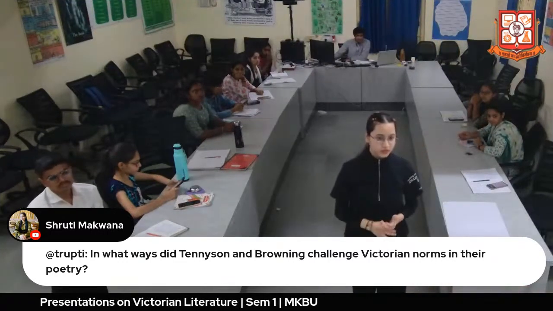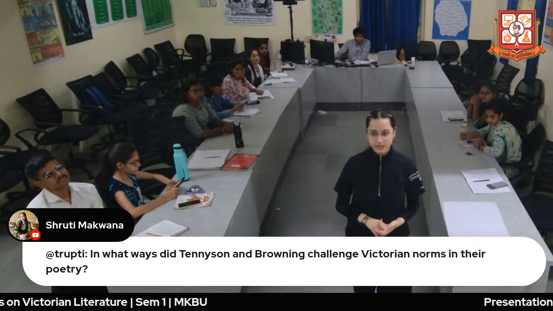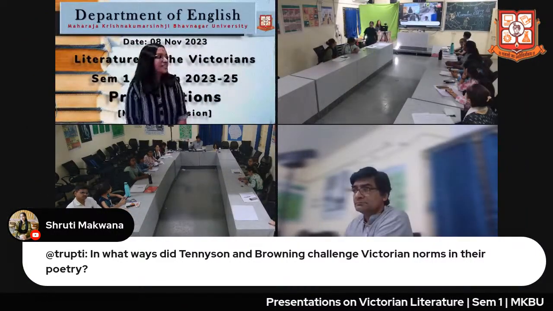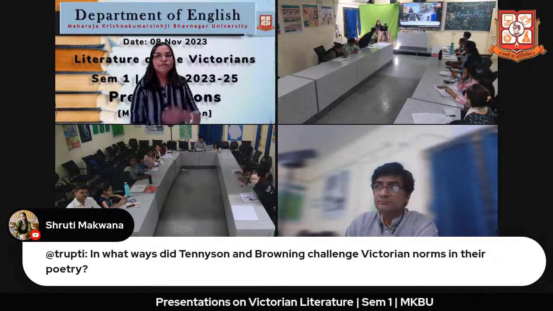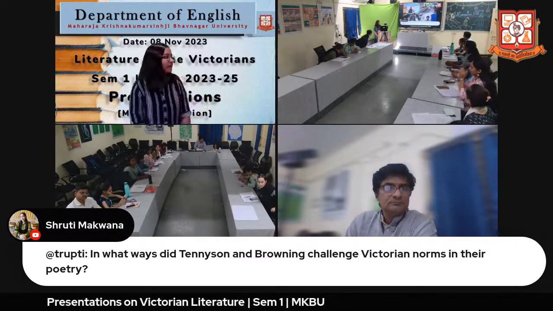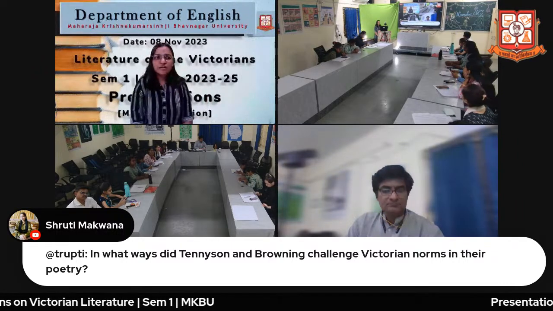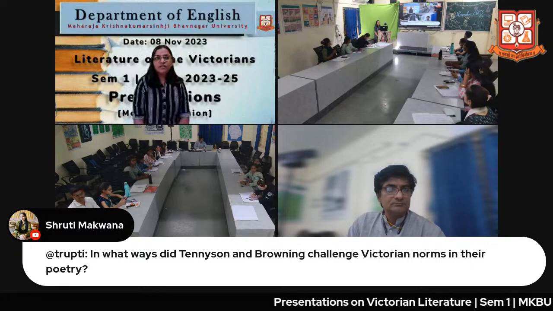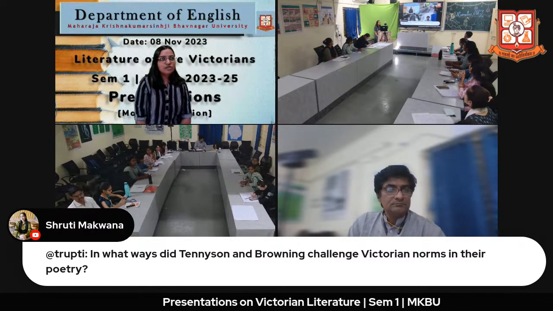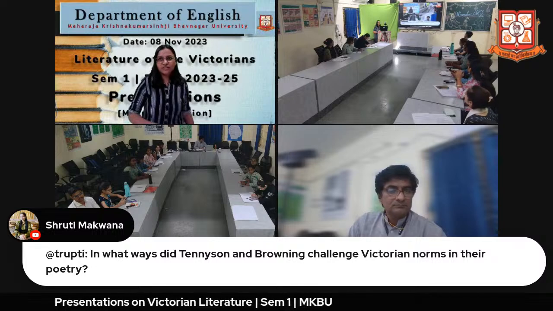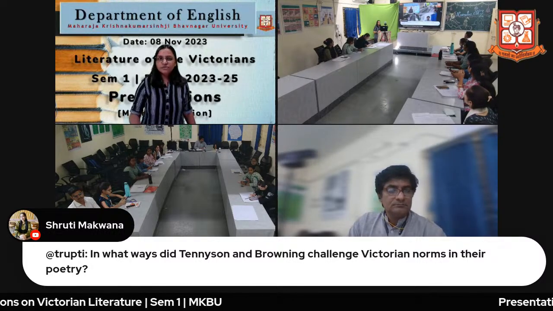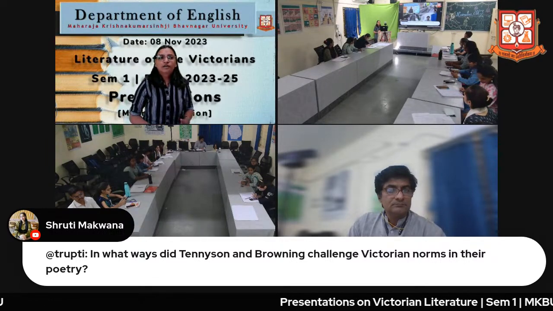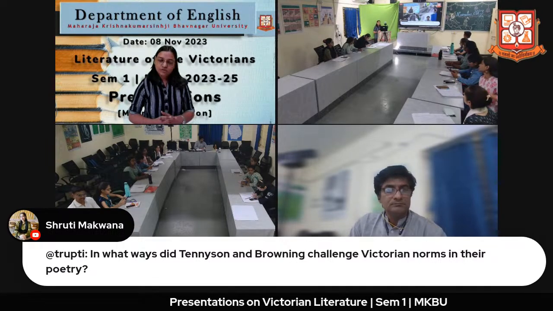My question is, in what ways did Tennyson and Browning challenge Victorian norms in their poetry? Tennyson and Browning pushed the boundaries of Victorian poetry. They focused on individualization, on inner thoughts and individual emotions. Also, they questioned Victorian societal norms, and their major themes of poetry are love and adventure.